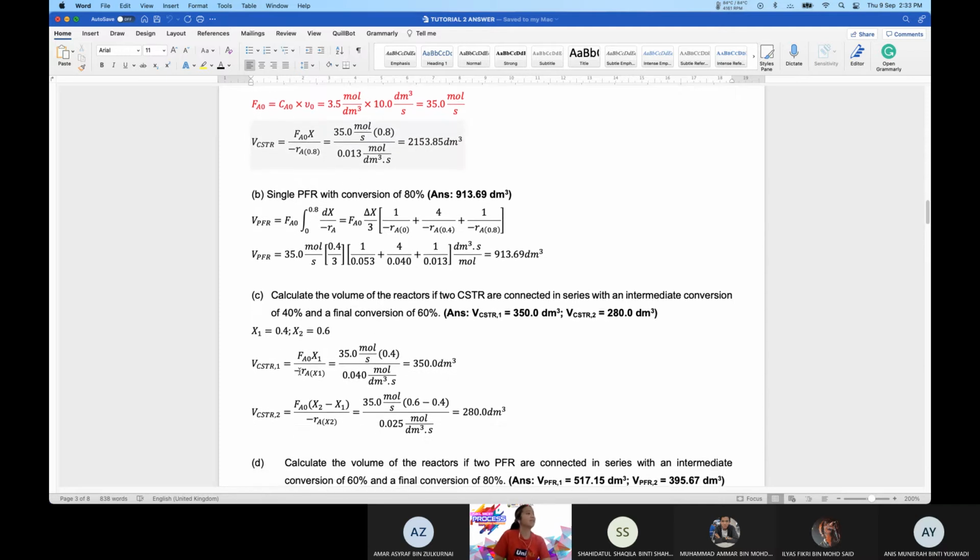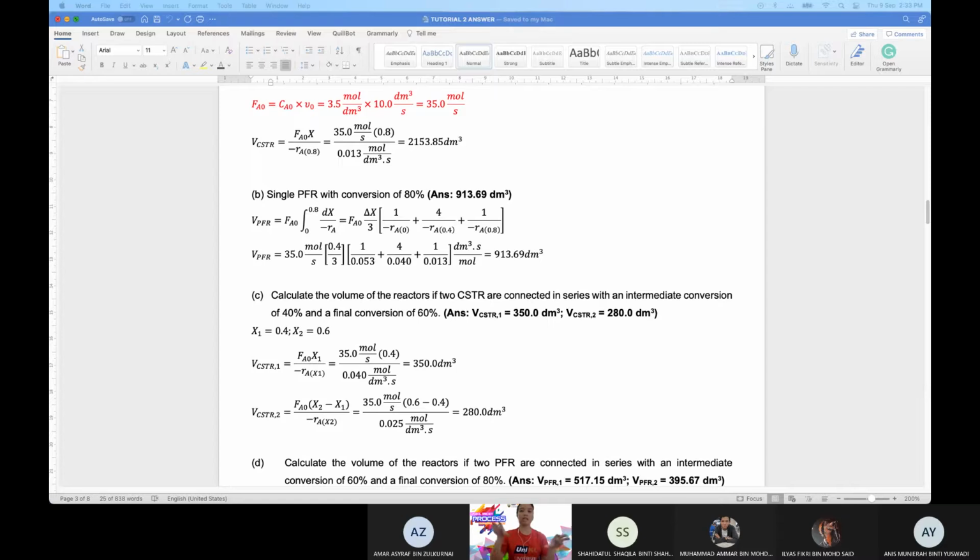Question C says, calculate the volume of the reactors if two CSTRs are connected in series with an intermediate conversion of 40% and a final conversion of 60%. Now when we are talking about designing reactors, you have to be very careful: either we are designing a single reactor, or more than one reactor in series. In question C, it is now in series.